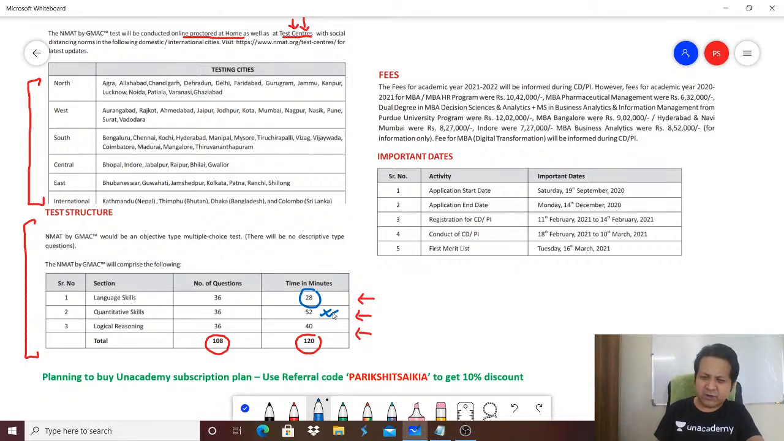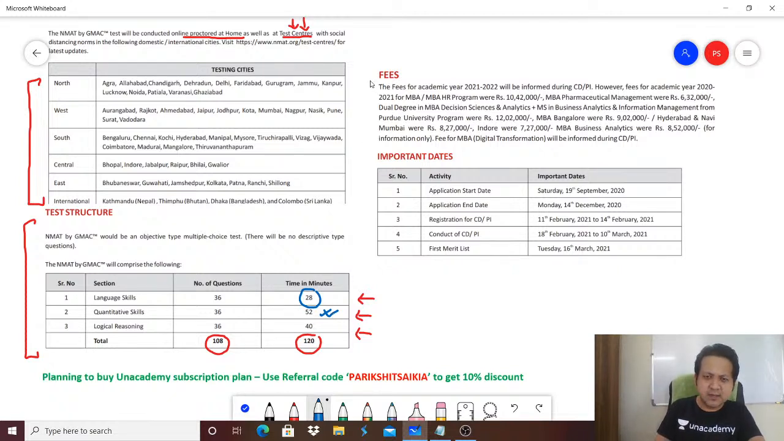So how much is the cutoff generally? Generally, if you want to get a call from NMIMS Mumbai, you need to get at least 60% of the questions correct. If I assume the difficulty level is the same as the last 2 or 3 years, then definitely you need to make sure that out of the 108 questions, around 65 questions you get correct to get a call from NMIMS Mumbai.